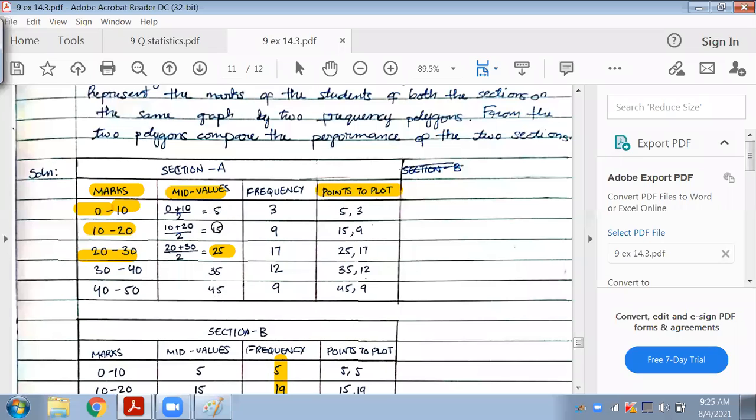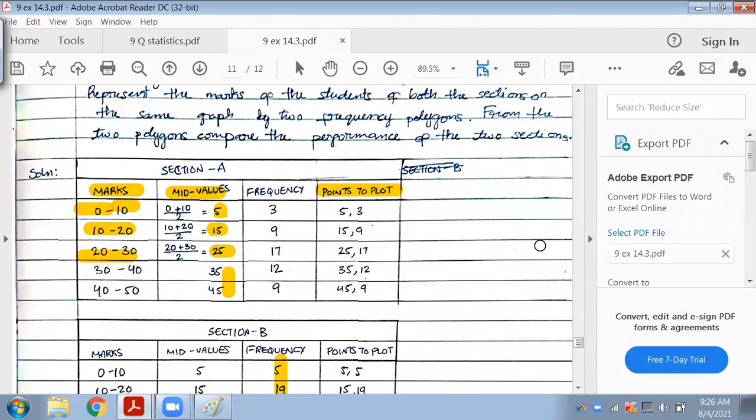First mid value is 5, next mid value is 15, next mid value is 25, next one should be how much? The difference is 10. So next will be again 10 more. So 25 plus 10, 35. Next will be again 35 plus 10, 45. Okay.